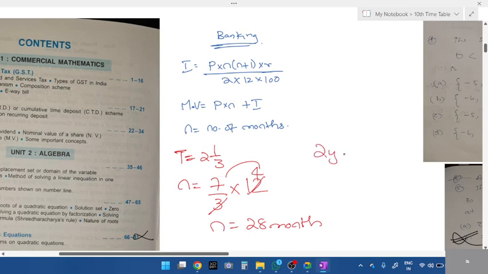Next. 2 years, 4 months. Respond. How do you calculate this, students? 2 years, 4 months. For 2 years, how do you convert? 2 into 12. 2 into 12 is 24. Add this 4, 24 plus 4. What's the answer? Make a note. Example, I have given two concepts.